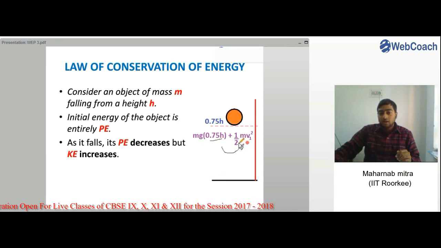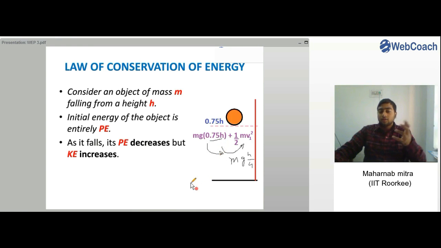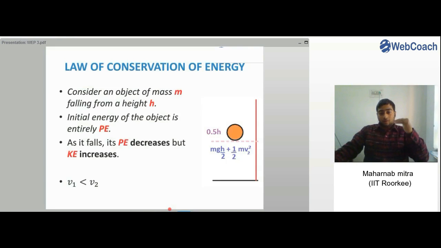This is mg into 0.75h, and this is half mv1 square, the value of which would be mg into h by 4, or 0.25 mgh, right? And if you add these two, you can see we get mgh only, right? 0.75 plus 0.25 gives us 1. So the part of potential energy has been converted to kinetic energy while it is falling.